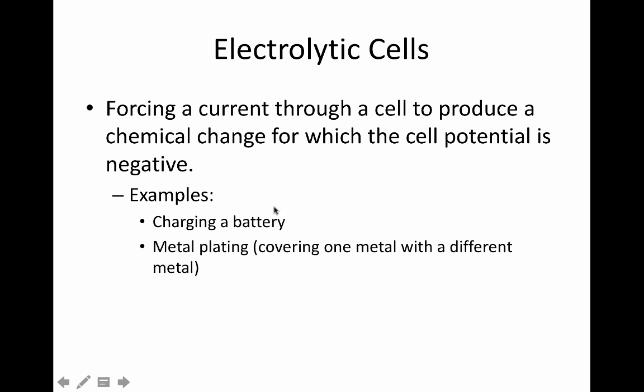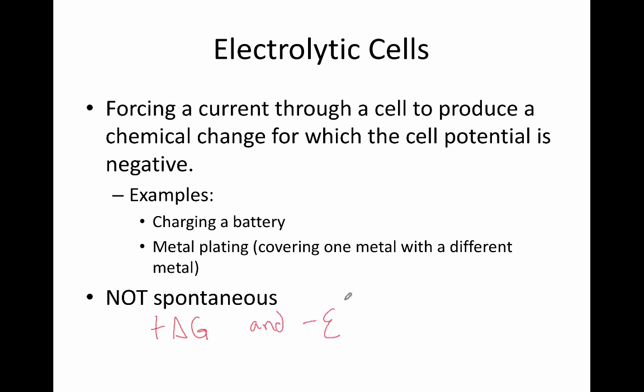So metal plating, this is used a lot in jewelry, where you cover one metal with a different metal to put a more desired metal on top. And like I said, this is not spontaneous, it is not thermodynamically favorable, which means that you have a positive delta G value and a negative cell potential.